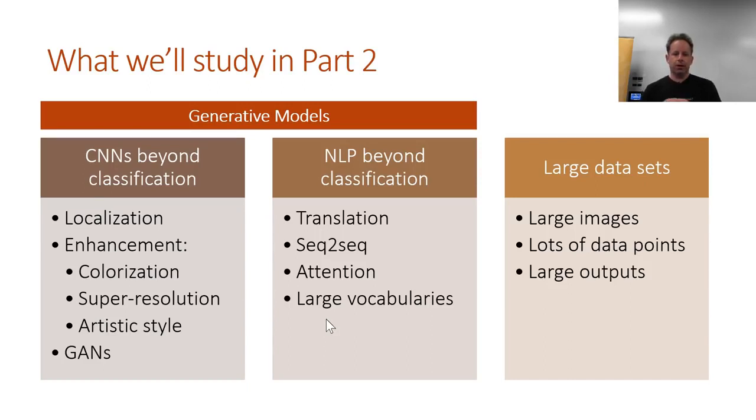So the overarching theme of part 2 I've described as generative models. But unfortunately then Rachel asked me this afternoon exactly what I meant by generative models, and I realized I don't really know. So what I really mean is in part 1 the output of our neural networks was generally like a number, or a category.